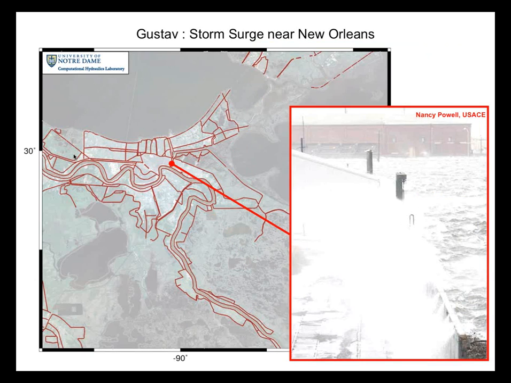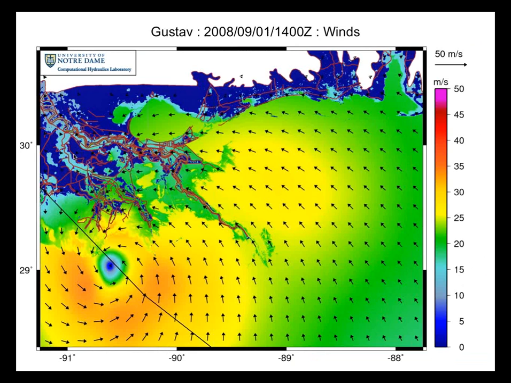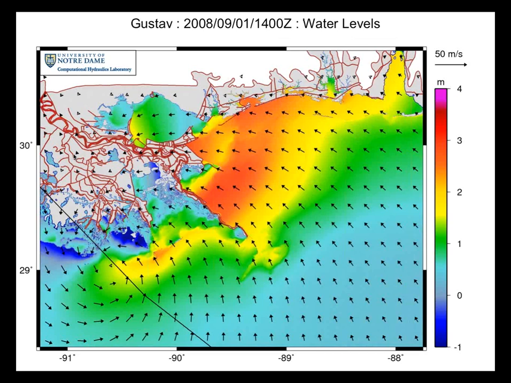It almost overtopped some of the levees in New Orleans, some of the flood walls, but those have been built back. This just shows the track of Gustav. And at this particular time, these are the winds. So you can see it was a big hurricane, lots of very wide wind field. These are the significant wave heights. Again, they break as we come up onto the continental shelf. And these are the water levels at this particular time.